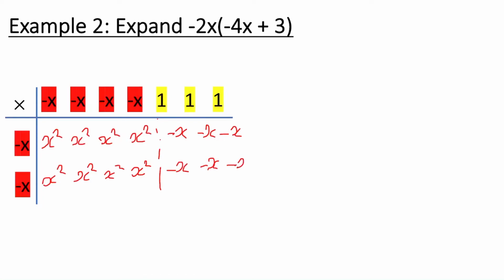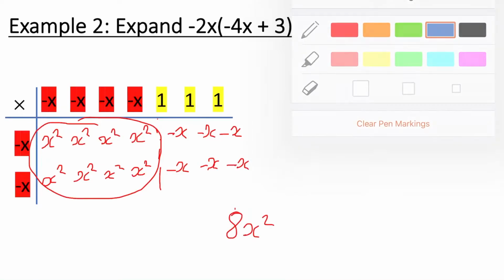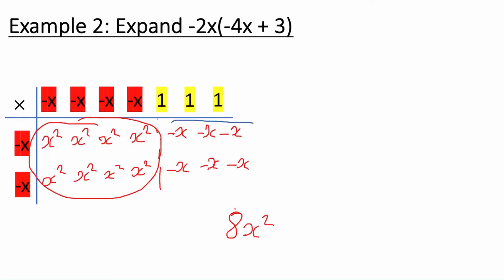Now we are ready to collect our like terms, so we are going to start off by collecting our x squared terms. Counting those up, that would give you 8x squared, so I'm just going to write that out. Now collecting our final like terms, which are our negative x's, we have 6 lots of those, so our answer will be take away 6x. That is our final answer. When we expand that bracket, it will be 8x squared, take away 6x.